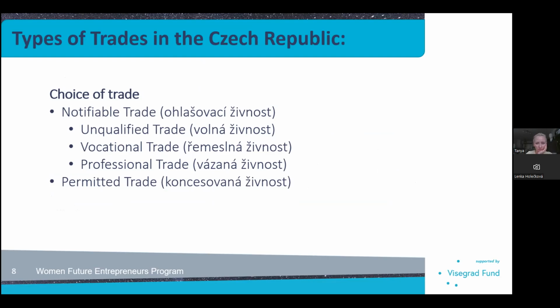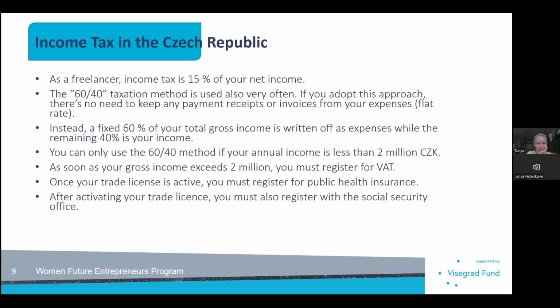And we have unqualified trades, vocational trades, and professional trades. During our last lecture, each of you thought about your own business and type of trade license you need. And then we have a relatively more complicated permitted trade, koncesované živnosti. We need some government permission to obtain a trade license for permitted trade.